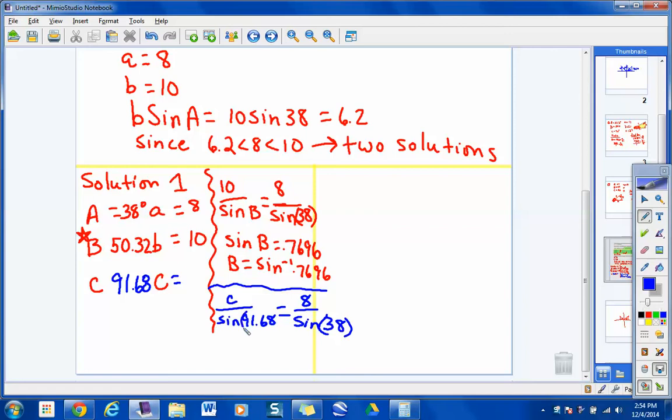So in your calculator, go sine of 91.68 times 8. Divide by sine of 38. And you will have side C, and you'll have one solution of the two. What you got, kiddos? 13-ish? 13 on the dot, close to 13? I'd buy that.